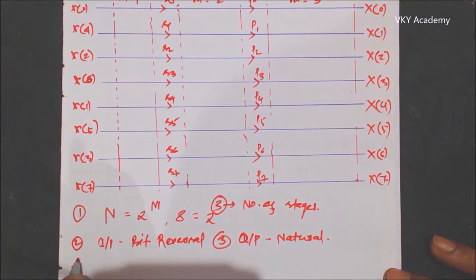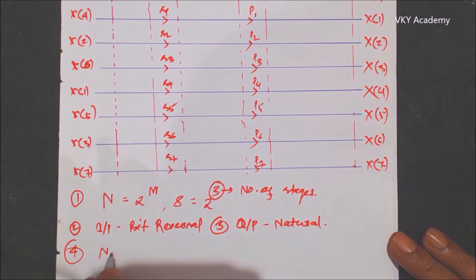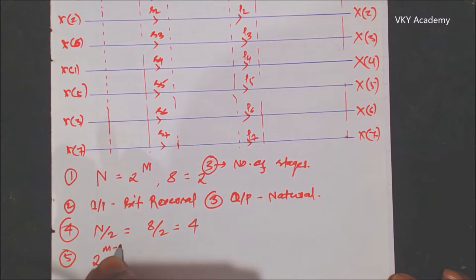Now coming to point number 4. Point number 4 states that each stage consists of N by 2 butterflies. As the length of the sequence capital N is 8, we have 8 by 2 butterflies in each stage. So there are 4 butterflies in each stage. Now coming to point number 5: the input and output of each butterfly are separated by 2 to the power small m minus 1 samples, where small m is the stage index.